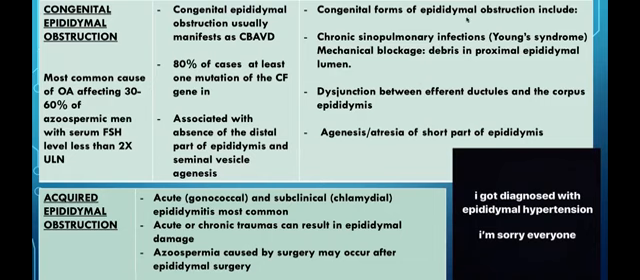So some of the other congenital forms of epididymal obstruction will be things such as chronic sinopulmonary infections, so Young syndrome, where there's mechanical blockage because of debris in the epididymal lumen, or there can be a disjunction between the efferent ductules and the corpus epididymis, and then there can also be just an agenesis or atretic portion of the epididymis.